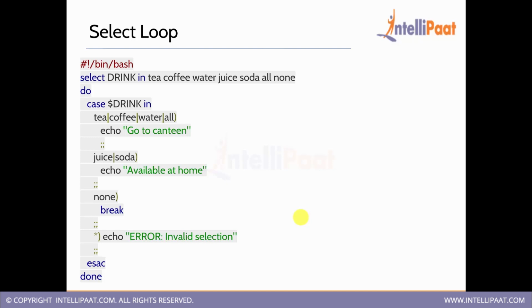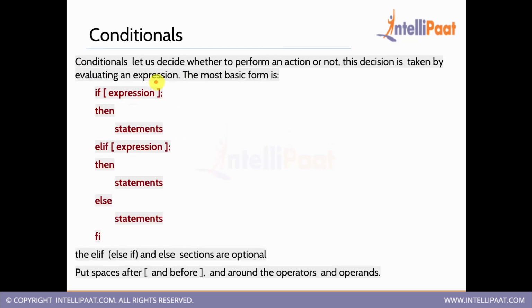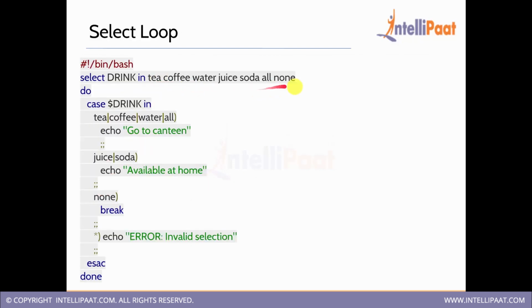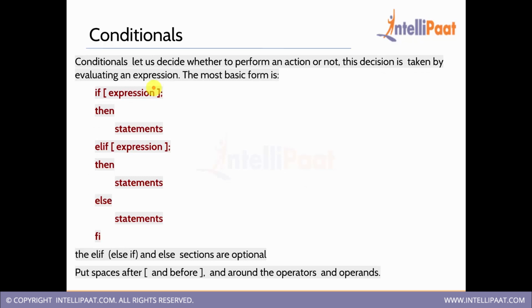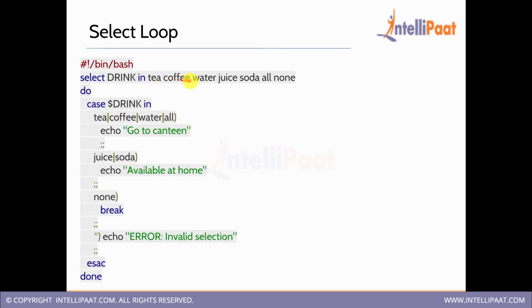So here we have a select loop where we give an option to the user to select a drink, which could be tea, coffee. Here we have a list of options: tea, coffee, water, juice, soda, all or none. So this is a menu which we provide to the user.